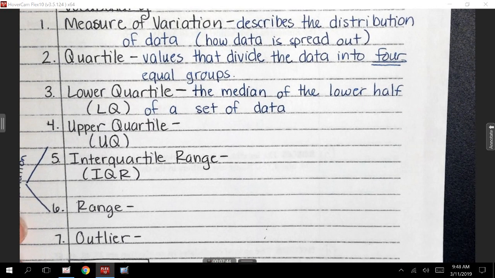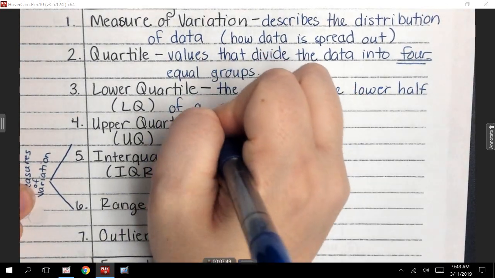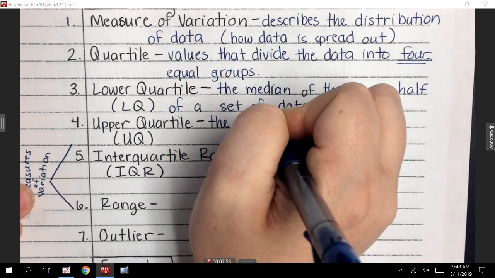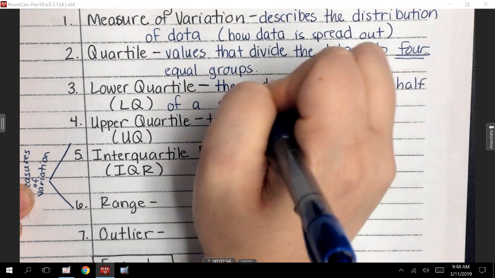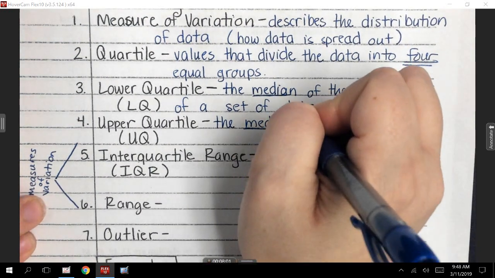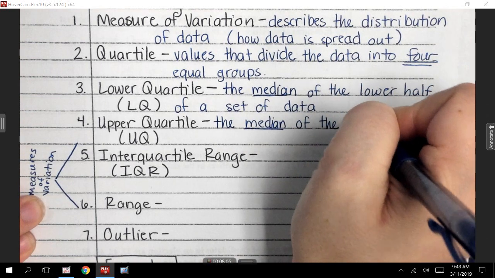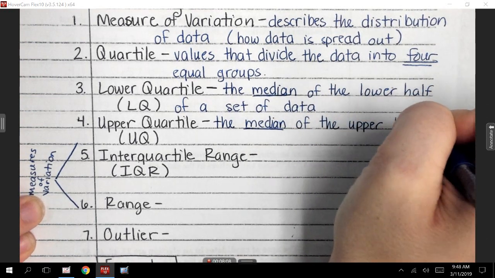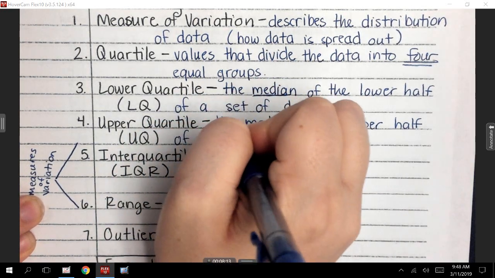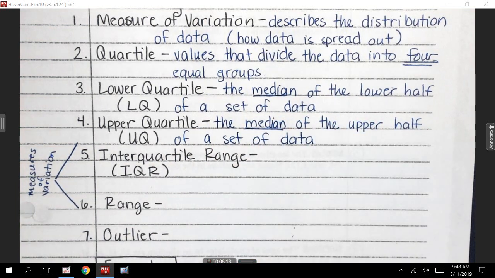So upper quartile is the median. I'm going to underline the word median in both of these because that median, that middle is important. The median of the upper half of data. Okay.